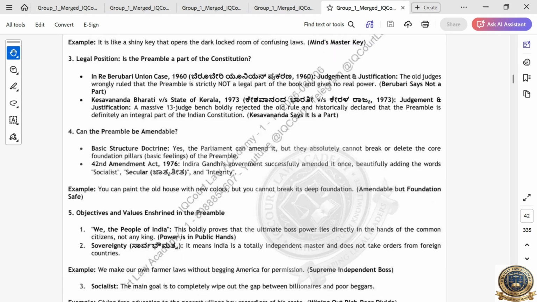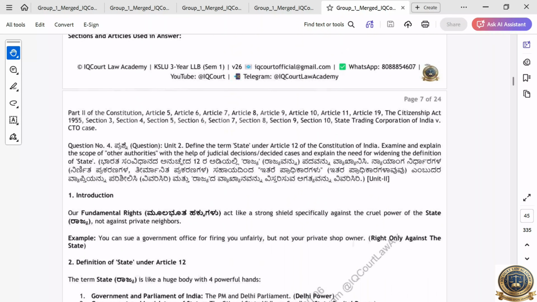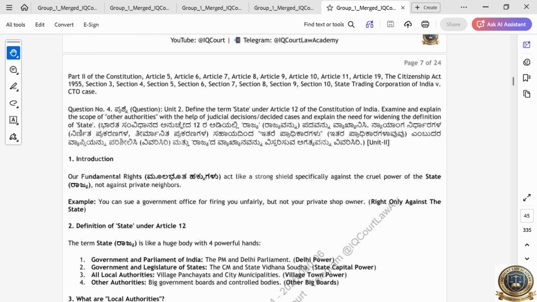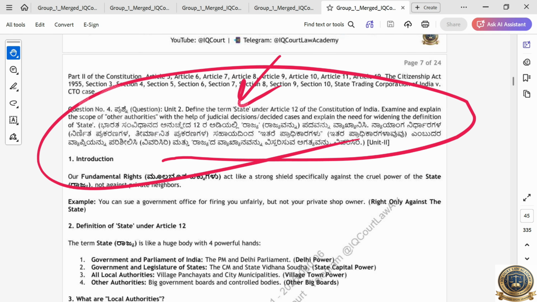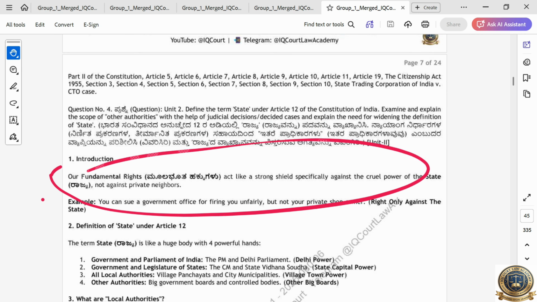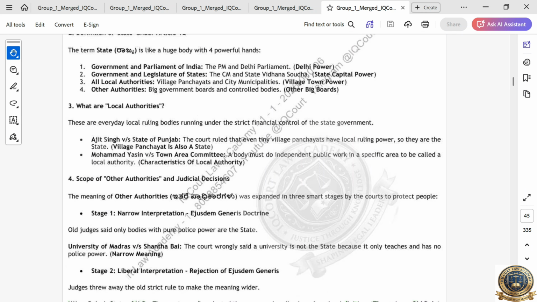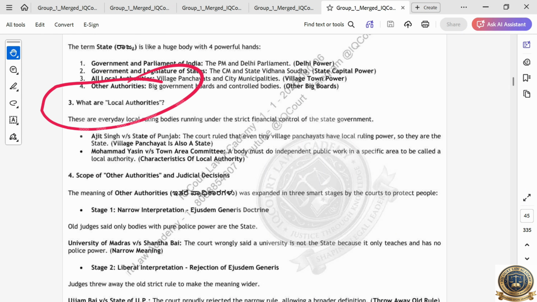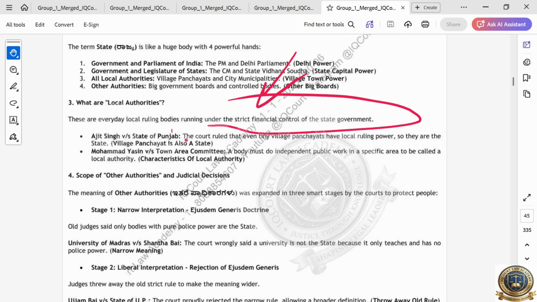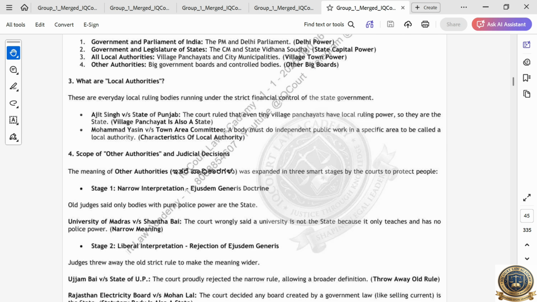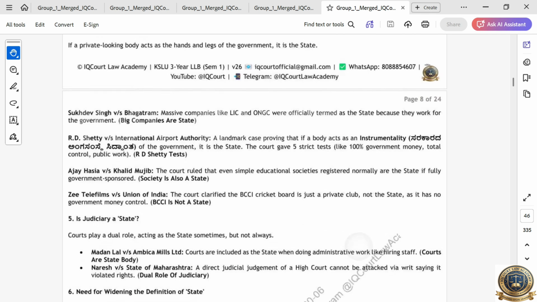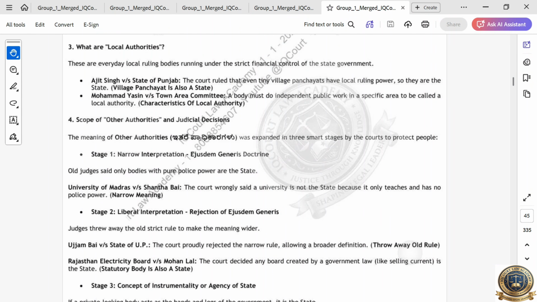See, in our study material we already explained everything. See, the preamble we explained. This is the second unit. In the second unit, Rajya, state, LCD, all the answers we have provided, very simplified. Just one line explanation for the introduction, one line explanation for Rajya, everything. See, government, parliament, what are the local authorities. See, in a simplified way, these are everyday local ruling bodies running under the strict financial control of the state government. See, all these case laws we've explained, all our case laws only. You have to remember, you have to write all the case laws.